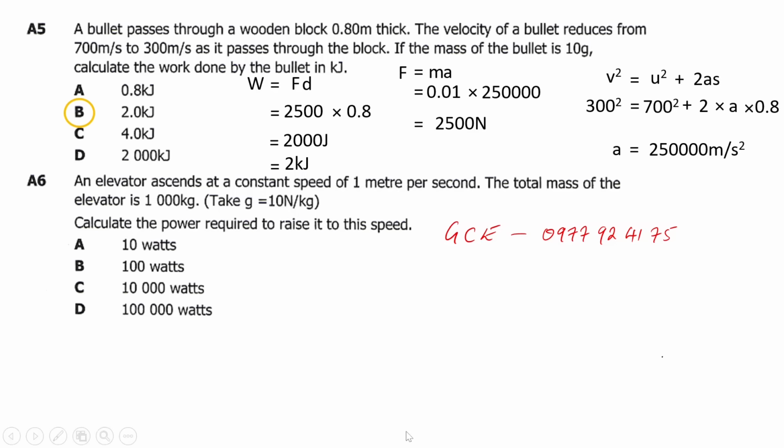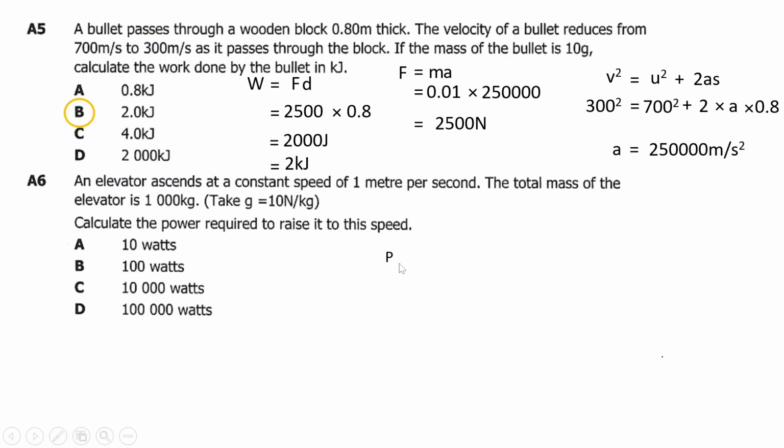Alright, so let's proceed with the revision. Alright, so A6 says an elevator ascends at a constant speed of 1 meter per second. The total mass of the elevator is 1000 kg. Take g to be equal to 10 newton per kg. Calculate the power required to raise it at this speed. Okay, so they're saying there is an elevator which ascends at a constant speed of 1 meter per second. The total mass of the elevator is 1000 kg. They're saying calculate the power required to raise it at this speed.